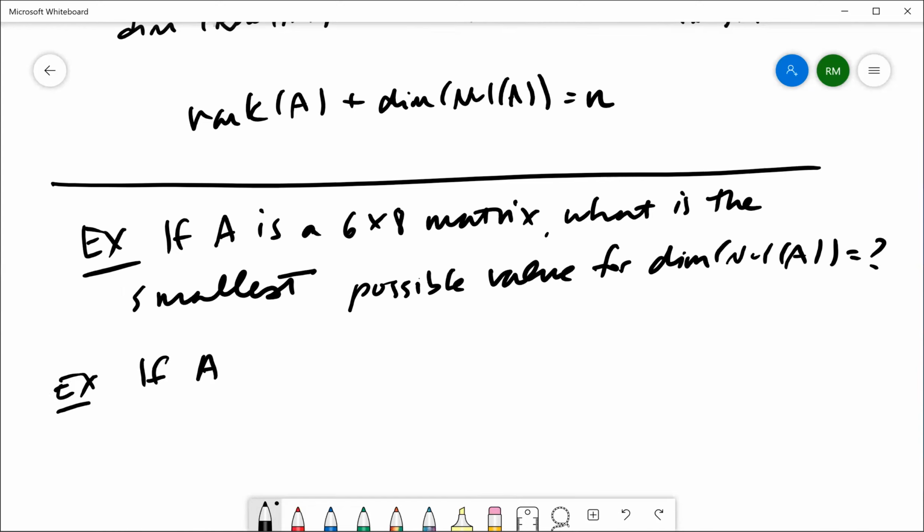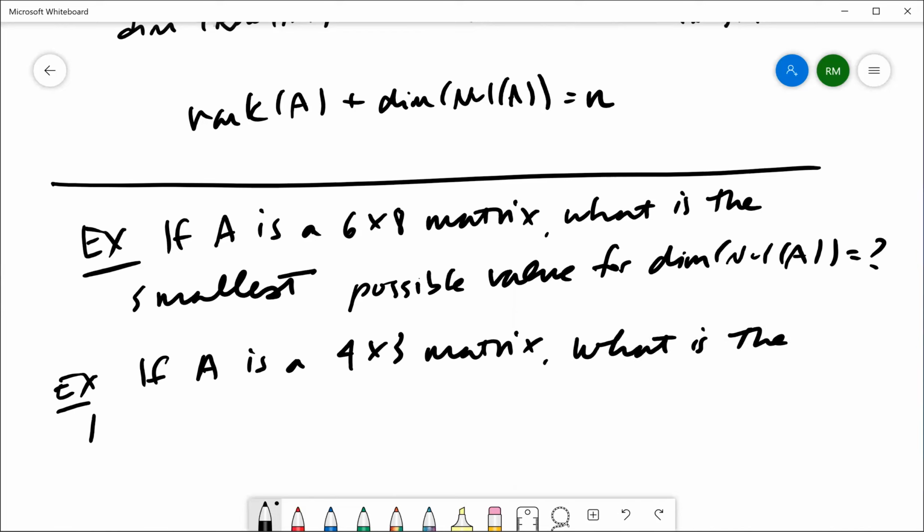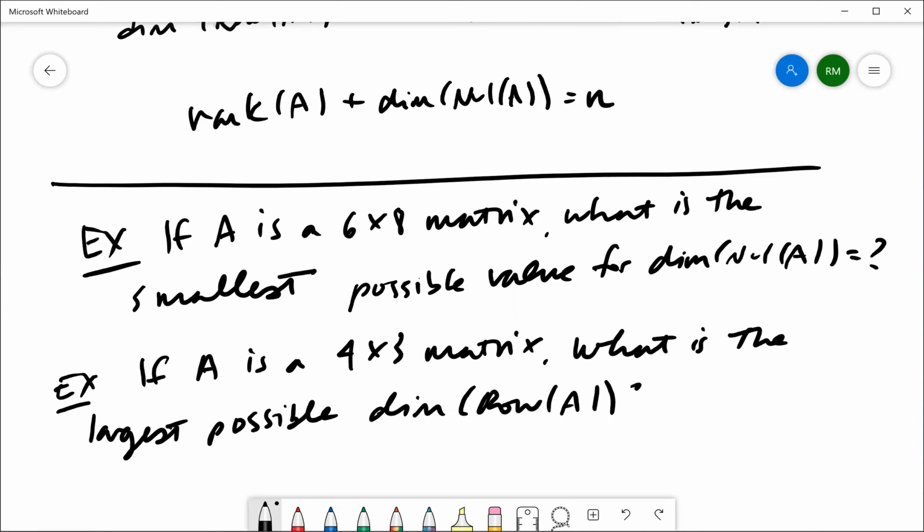If A is a 4 by 3 matrix, what is the largest possible dimension of the row space? What if A is a 3 by 4 matrix instead?